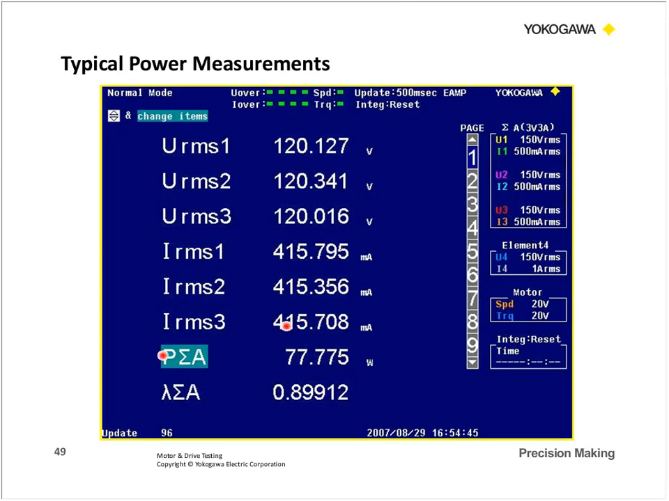Look at our total power. The symbol that we're using here is P, sigma A, or total on the group A measurements, doing the 2-watt meter. Actually, I've got three inputs, so this would be the 3V, 3A input. And then lambda for our power factor here, with a pretty good load, 0.899. And so as the motor is loaded, this power factor is going to improve. That might be some typical measurements that you're looking at.